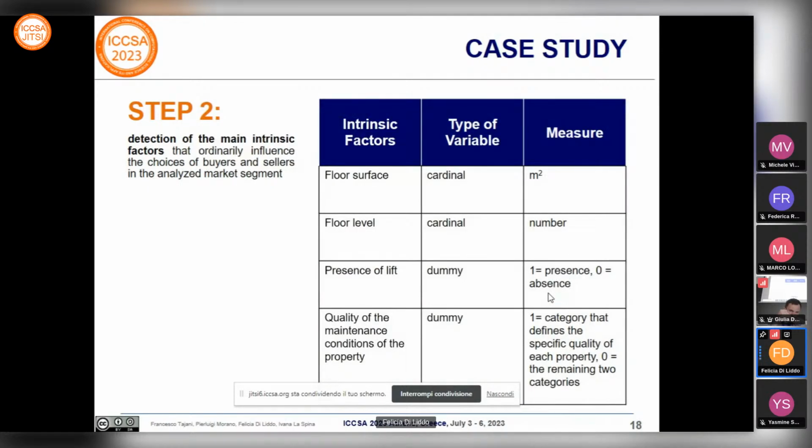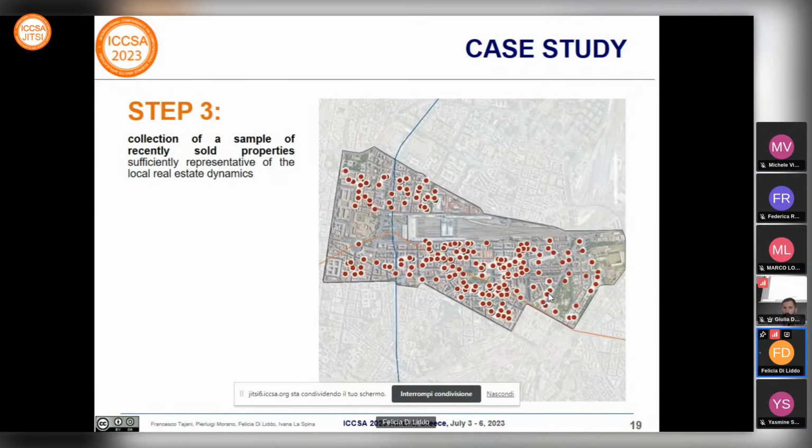The intrinsic factors are those mainly relevant on housing prices according to the indication provided by the local real estate market operators, and are the total floor area of the property, the presence of the lift in the building in which the property is located, the floor on which the property is located, and the quality of the residential unit in conservative state. Then, a sample of 400 residential properties sold in the second half of 2021, located in the Esquilino district, whose selling prices and some specific factors are known, is collected.